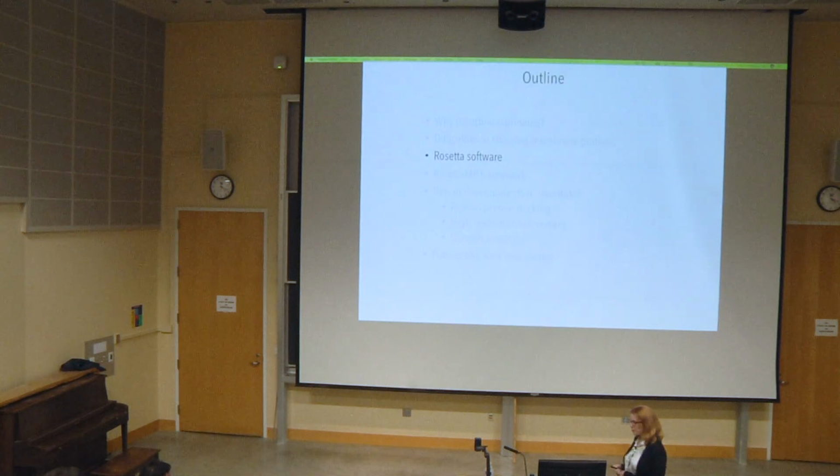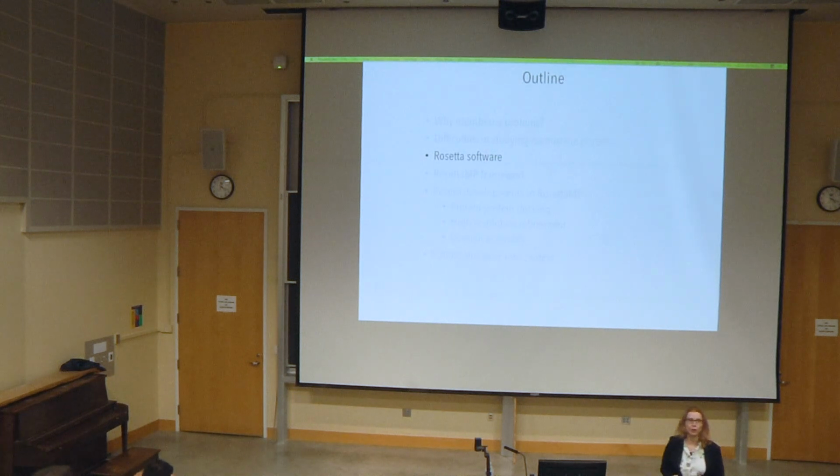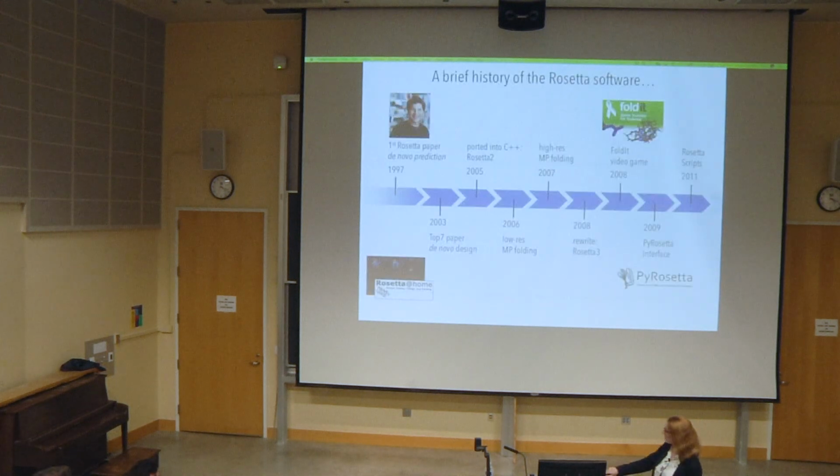So, just a really brief introduction into the Rosetta software. I think a lot of you already know David Baker's lab pretty much next door, but I want to give you a little bit of the history of Rosetta. The development of Rosetta started in David's lab in about the mid-90s, and the first paper was published for de novo structure prediction in 1997.